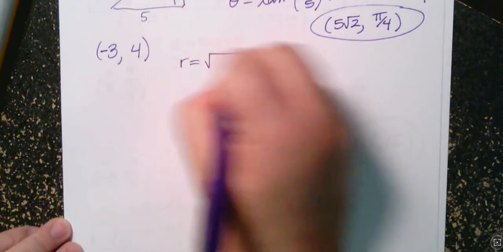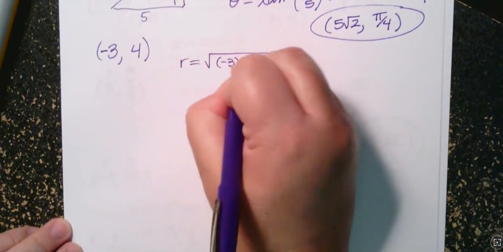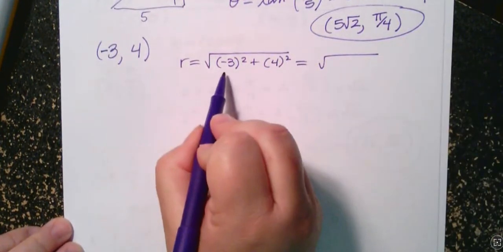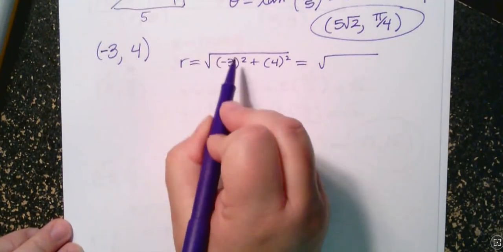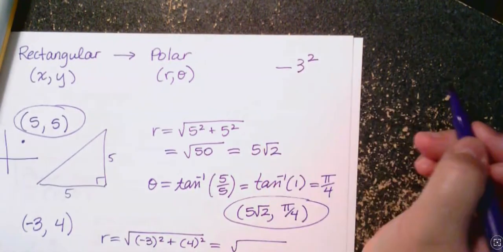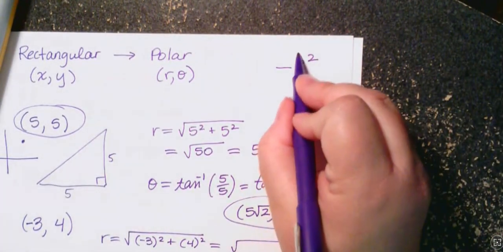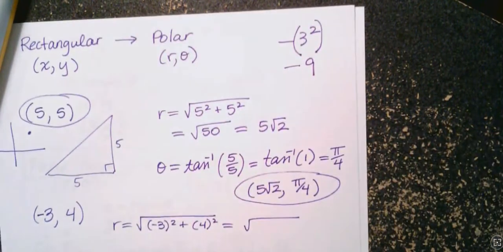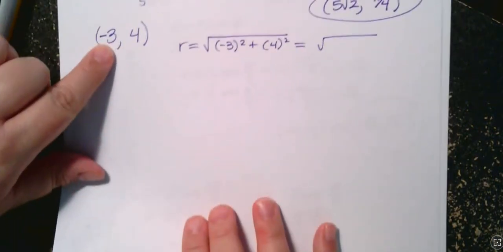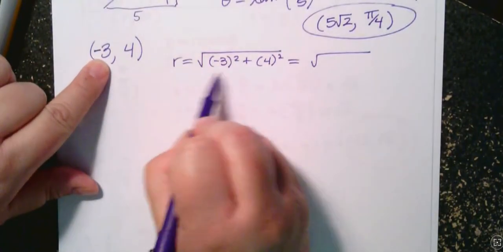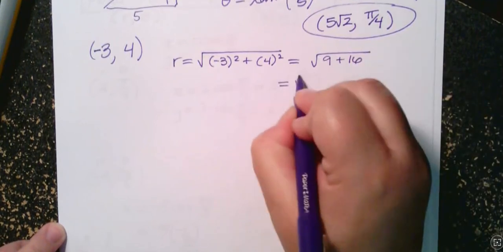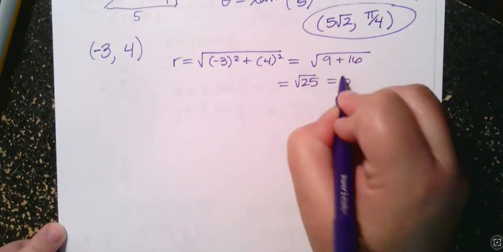So r equals the square root of negative 3 squared plus 4 squared. Be really careful about how you put negative 3 squared in your calculator. When you square negative 3, you're going to get a positive. If you type it in like this, it won't give you a positive. That's because this means I'm squaring just the 3 and then putting a negative in front of it. Here, I'm squaring negative 3. So that's why I need to put the whole thing inside parentheses. And that gives me 9 plus 16, the square root of 25, which is 5.